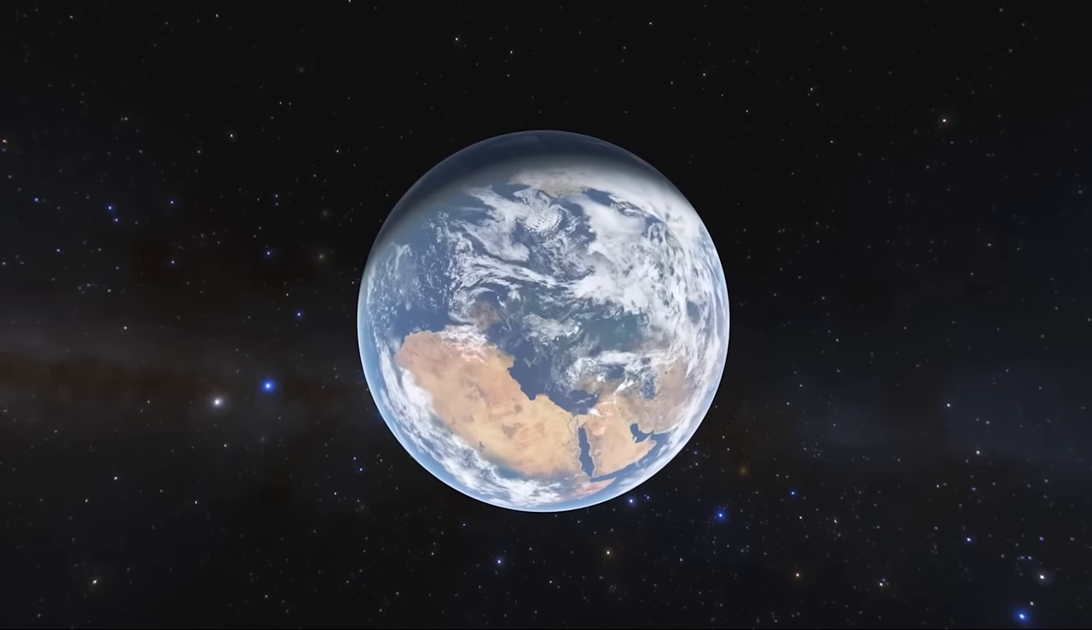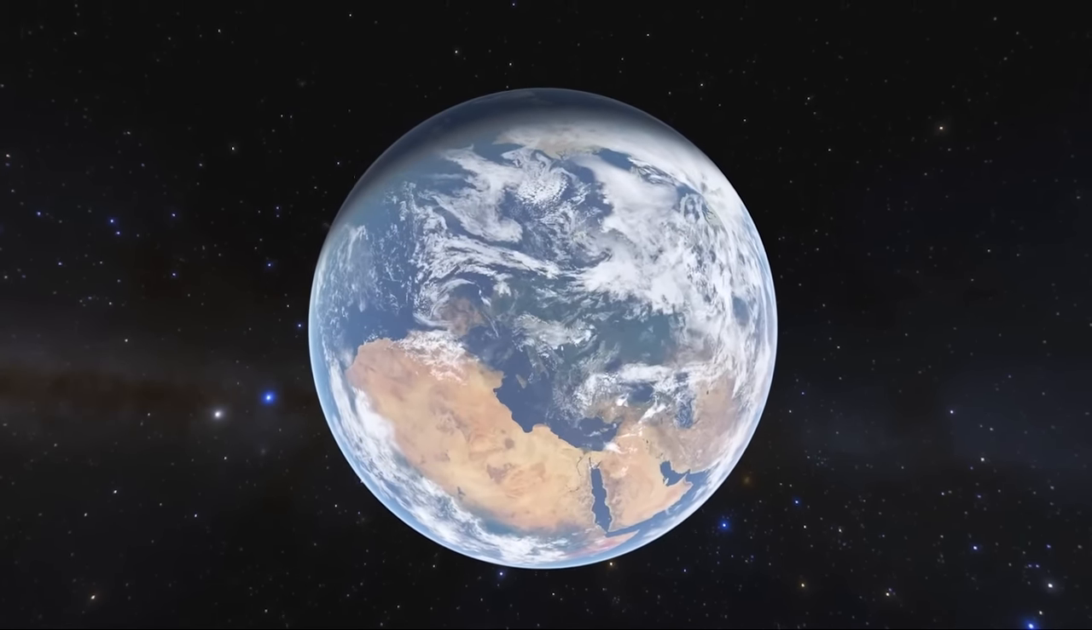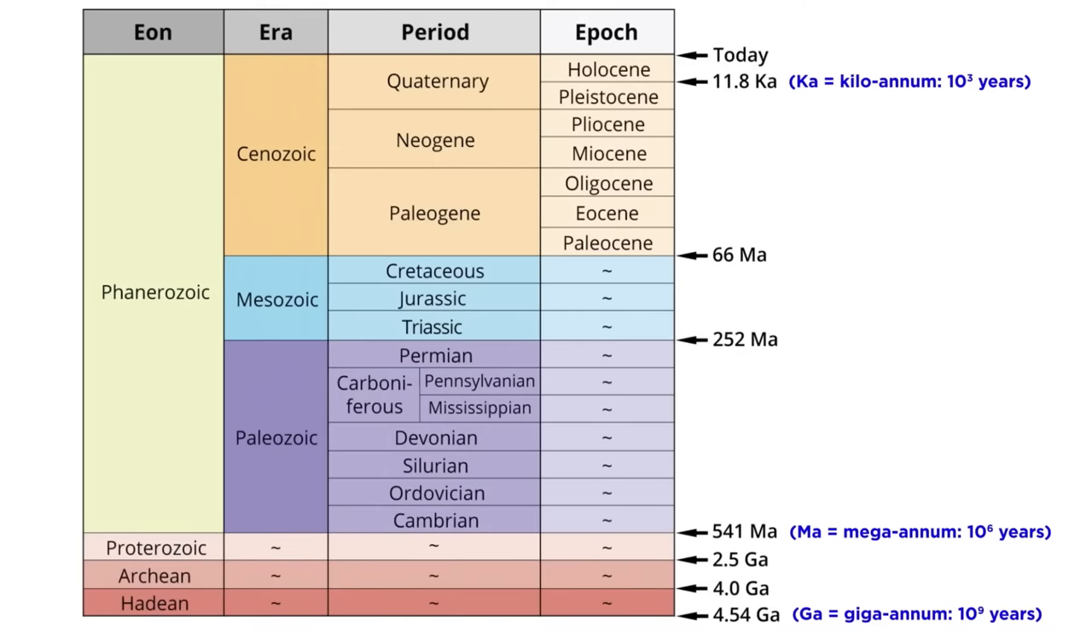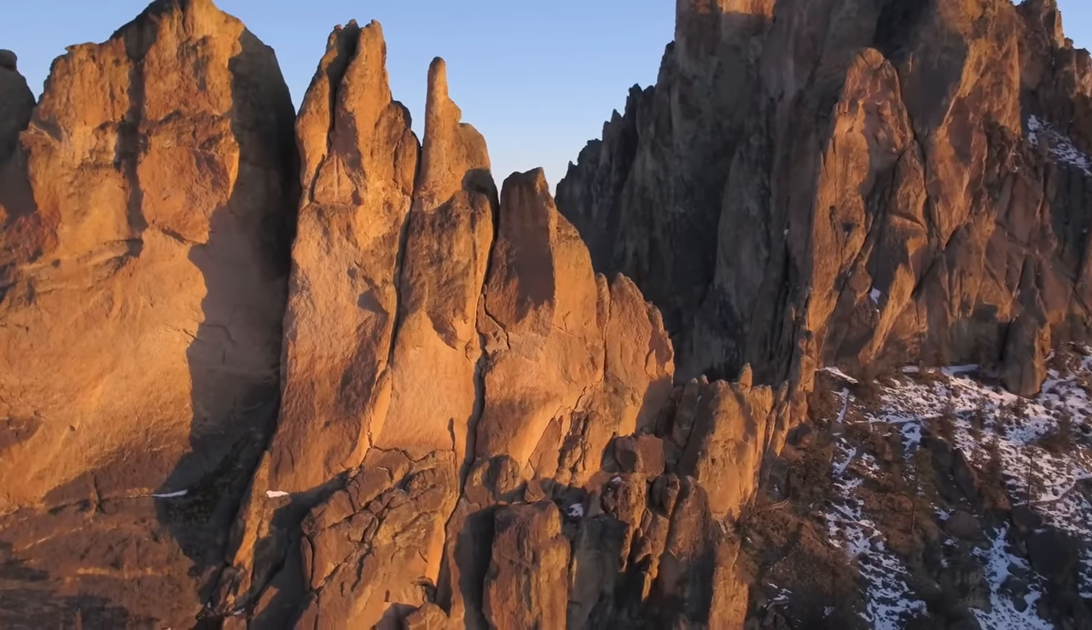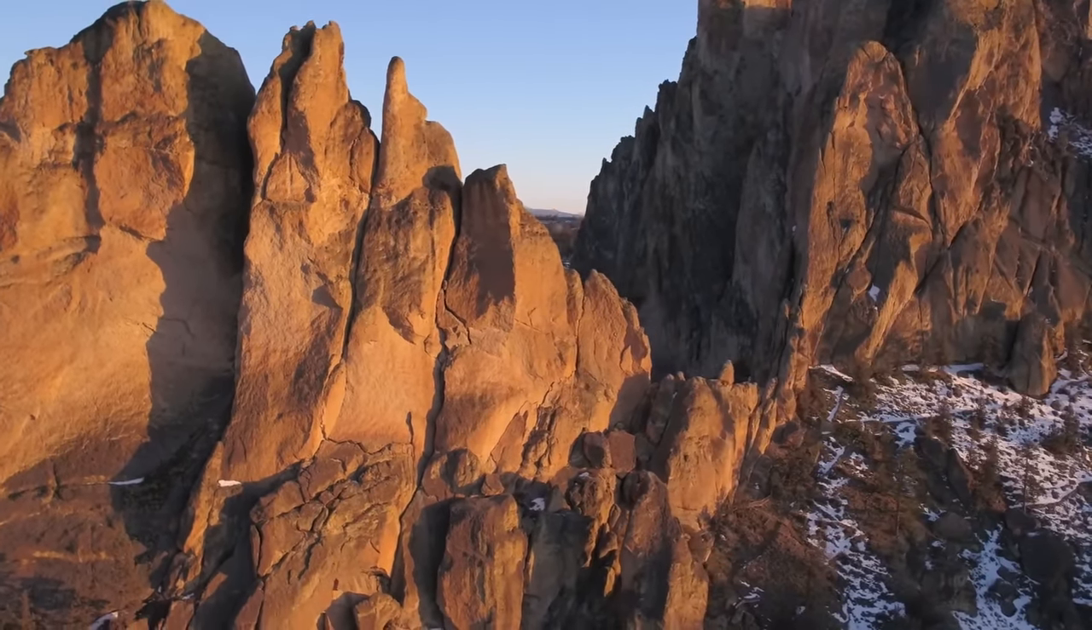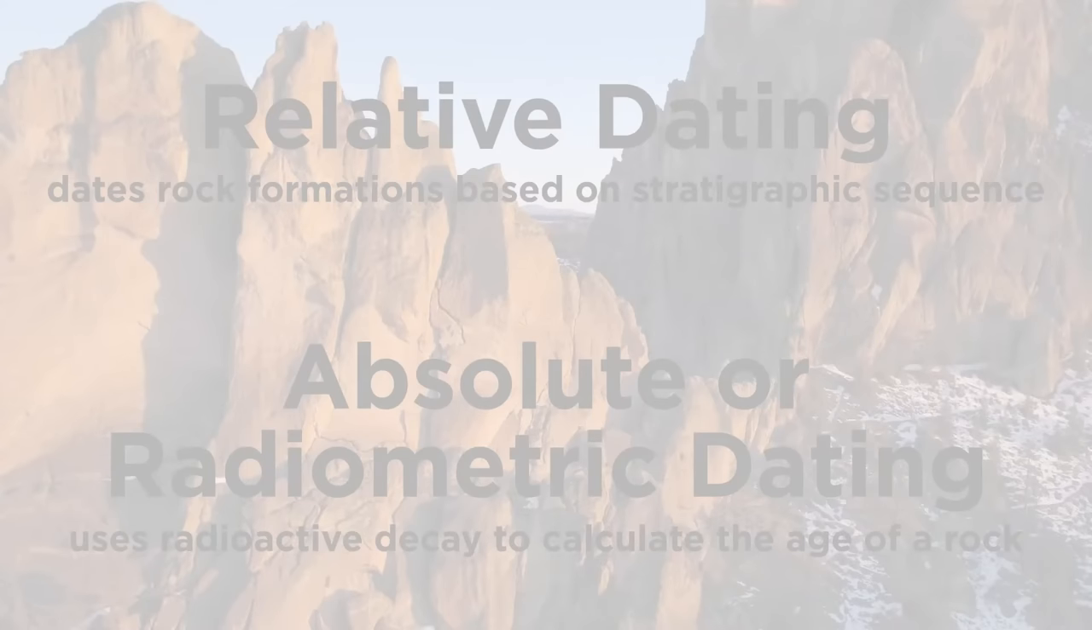All the way at the beginning of this geology series, we talked about Earth's history and the geological timescale spanning 4.5 billion years of earthly events, from the Hadean eon to the Phanerozoic eon we are still living in today. But how is it that geologists determine the age of the Earth and its different rock formations? There are two methods of dating rocks.